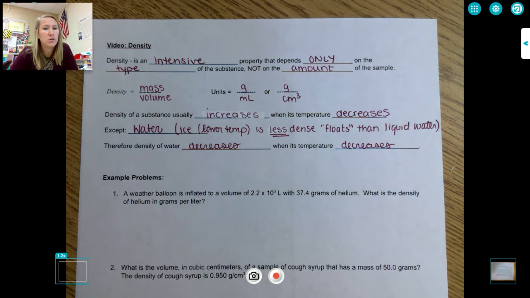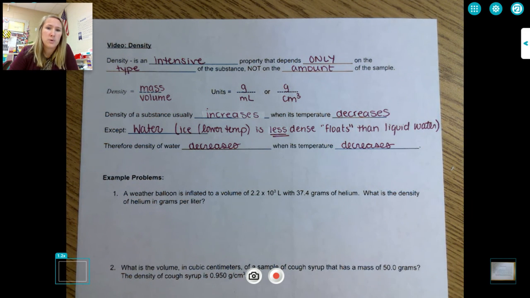So in your notes, you're going to copy down this information. You can either type it into your Google Doc or you can handwrite it in your notebook. We're going to be doing a lot of calculations, so it's probably going to be easier for you to write it in a notebook or print this out at home and copy things down that way.